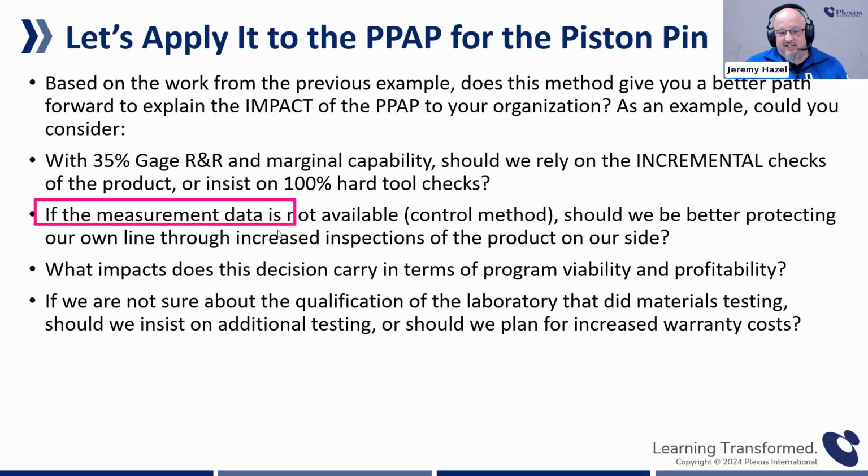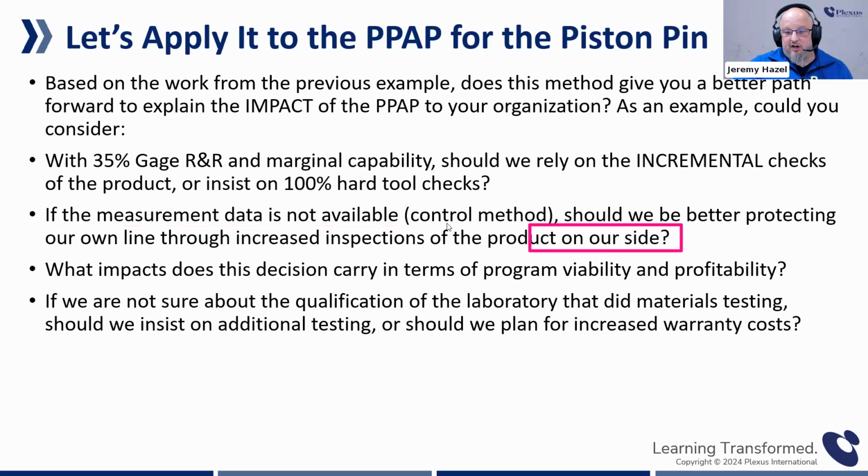If the control method, the measurement data is not available, should we be better protecting our own line through increased inspections of product on our side? Because if there is a problem and you go back and you ask for the data so you can trace the lot, it's going to be, I don't know. So decisions like this, and these are things we think about from the SQE side that add value, because the value is not your signature on that page. The value is the insight that you provide that allows your organization to make the difference.